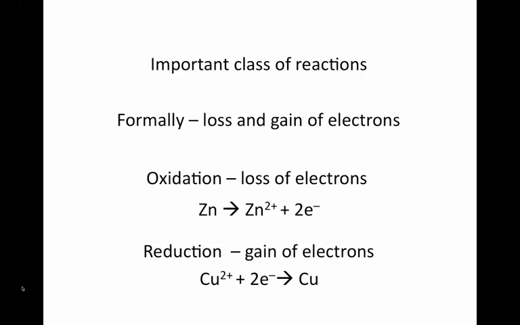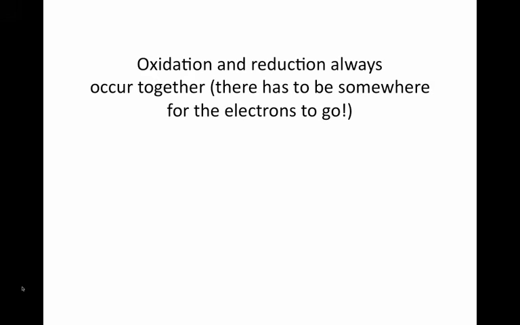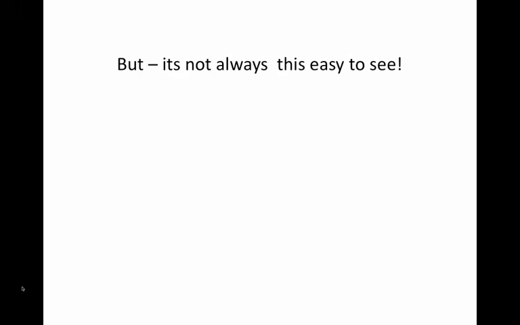That is, if you have copper 2+ and add 2 electrons to it, it becomes copper, and the copper is reduced. Oxidation and reduction always occur together. There has to be somewhere for the electrons to go, so you can't have an oxidation reaction without also having a reduction reaction. So for example, zinc and copper react together, and the reaction involves the transfer of electrons. And in this case it's fairly easy to see, but it's not always the case.